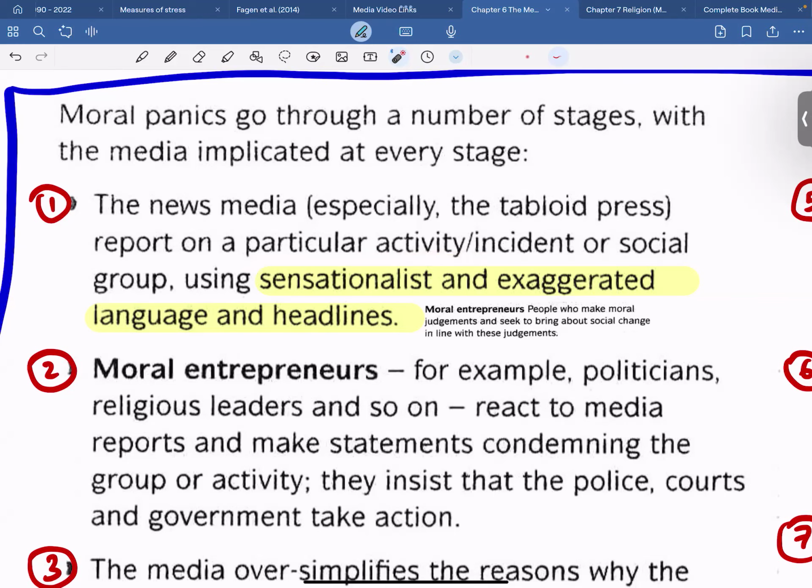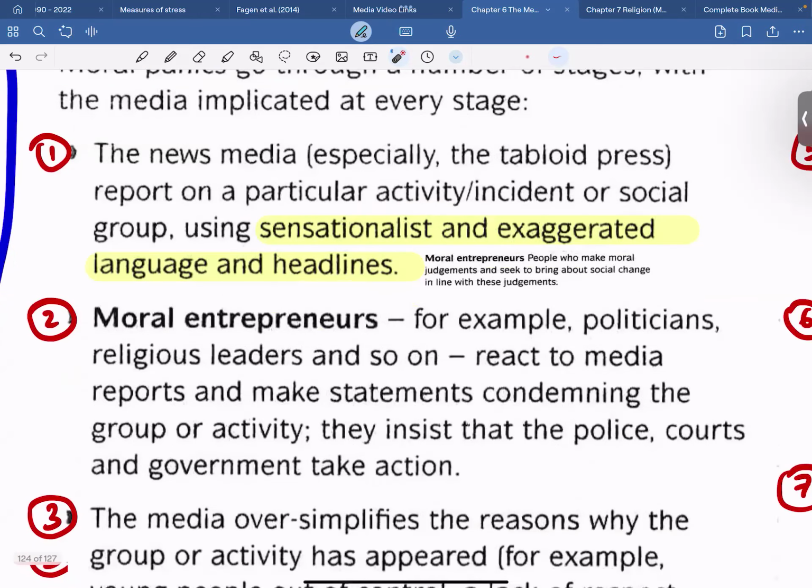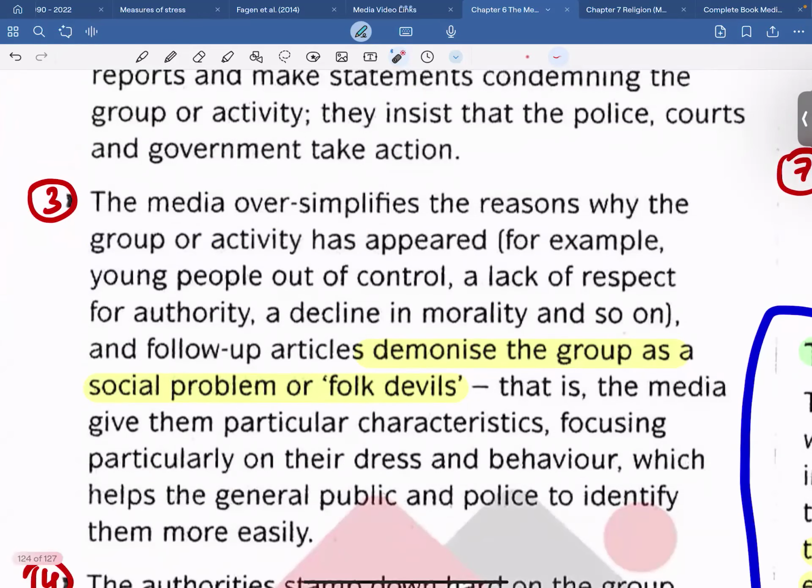They insist that the police, courts, and government then take action. Number three, the media oversimplifies the reasons why the group or activity has appeared. For example, young people being out of control, a lack of respect for authority, a decline in morality, and so on. And follow up articles demonize the group as a social problem or a folk devil. That is, the media give them particular characteristics, focusing particularly on their dress and behavior, which helps the general public and police to identify them more easily.